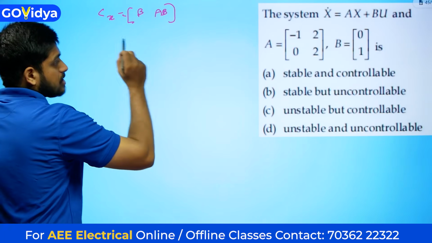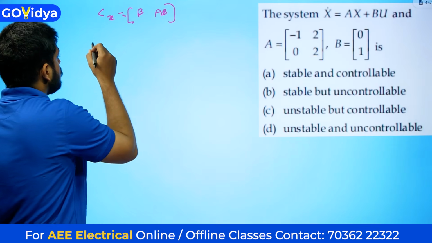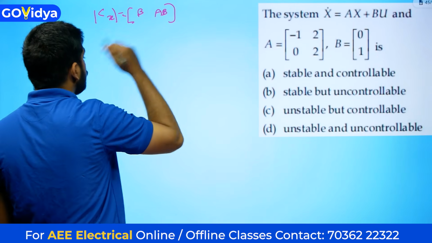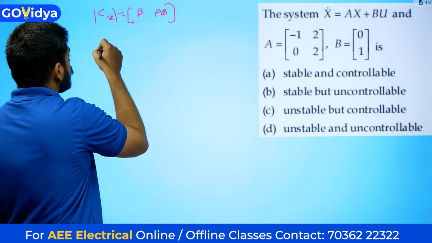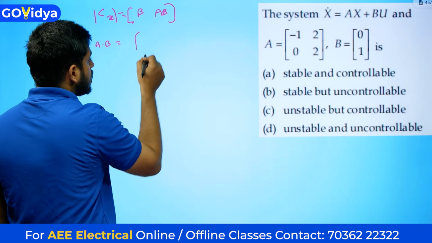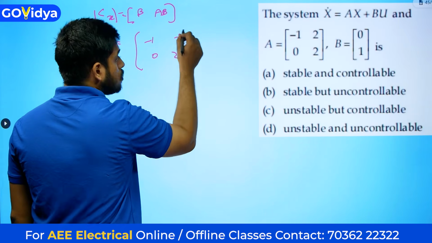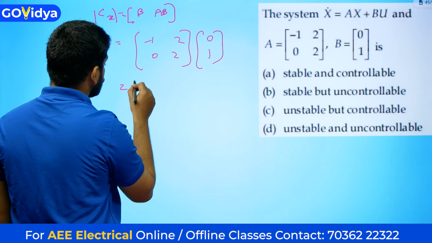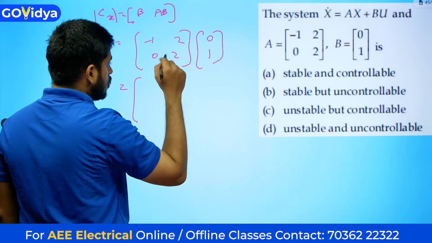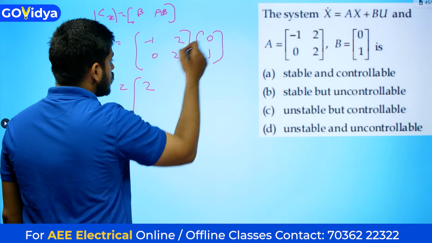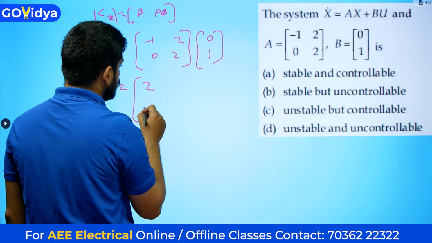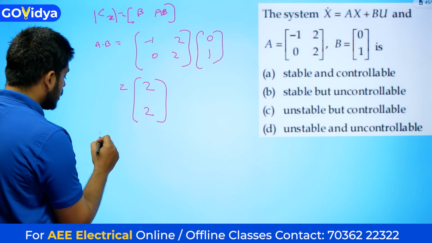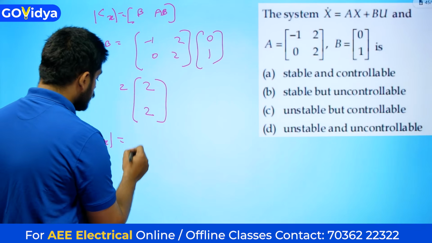So B is 0 comma 1. Let us find AB. This determinant should be equal to 0 or not equal to 0, whatever it would be, we will find that. So the value of AB would be, what is A? Minus 1 2 0 2 into B, which is 0 1. Multiplying this, we get minus 1 into 0 plus 2 into 1 is 2. 0 into 0 is 0, plus 2 into 1 is 2. So the AB value is 2 comma 2.